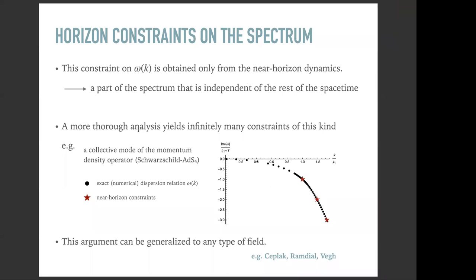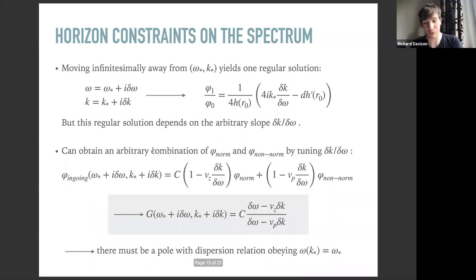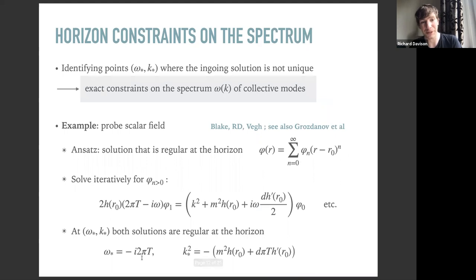And so in the example I just described of the scalar field, the one I presented is at frequency minus 2πiT, and you would also get them at minus 4πiT, 6πiT, 8πiT, and on and on. You can find more and more constraints at every multiple of 2πT.